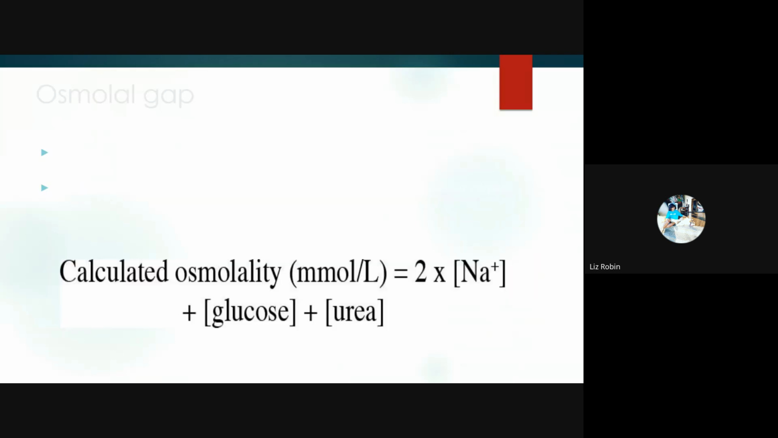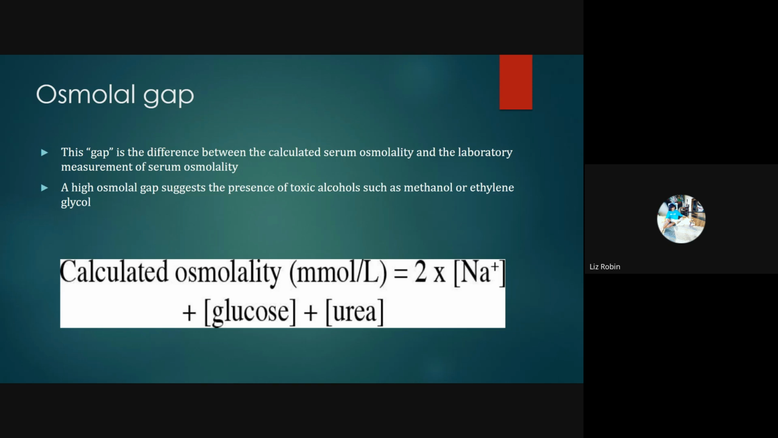So that's when we come across the concept of osmolar gap. Osmolar gap is nothing but the gap between the calculated serum osmolarity and the lab measurement of serum osmolarity. So if you have a high osmolar gap, more than 10, this will suggest the presence of toxic alcohols like methanol or ethylene glycol. The formula is calculated osmolarity is equal to 2 into sodium plus glucose plus urea.